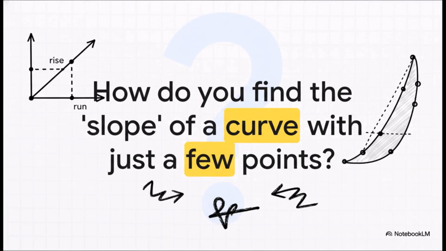I mean, think about it, right? A straight line is, well, it's easy. The slope is the same everywhere. Super simple. But a curve? A curve is always changing its mind. It gets steeper over here, then flattens out over there.